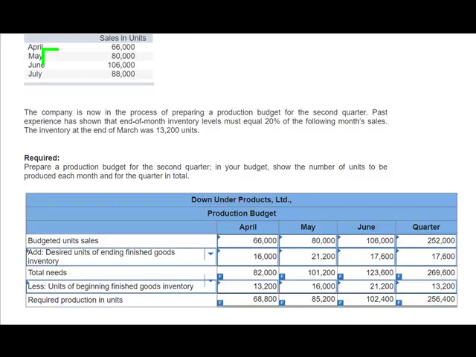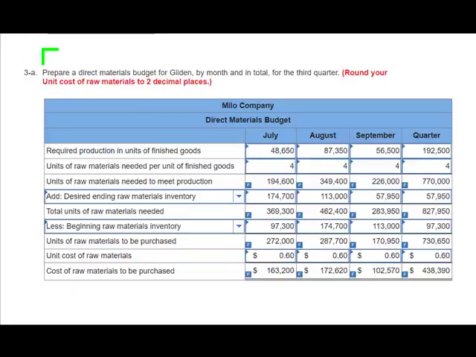And notice you can do a cross-check. If you add across the required production in units for April, May, and June, you will get that total amount in the quarter column. Now in question 5, you have to do similar calculations for the direct materials budget.